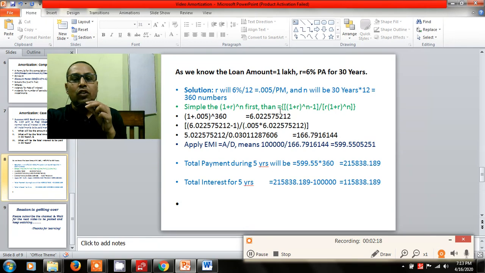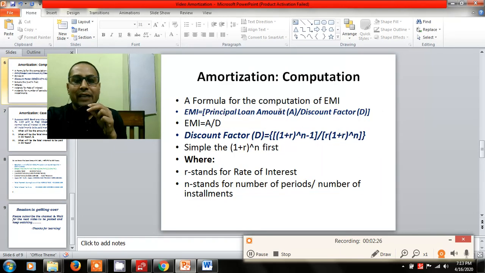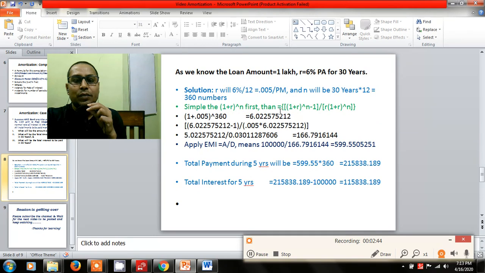So the solution will be accordingly. We will make this formula very simple. Applying the formula, EMI is equal to A by D. A in this formula is the principal amount of loan sanctioned by the bank to Professor Beneath Misra, and D is the discount factor. So the discount factor is to be calculated.